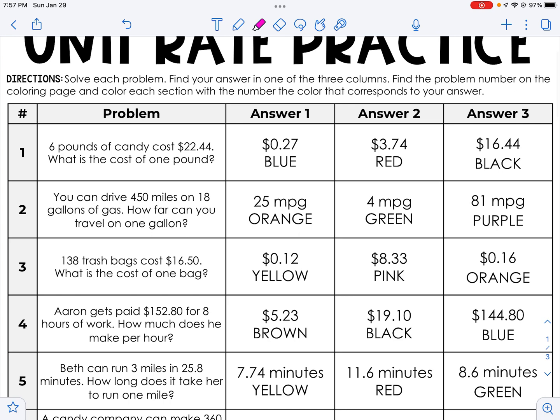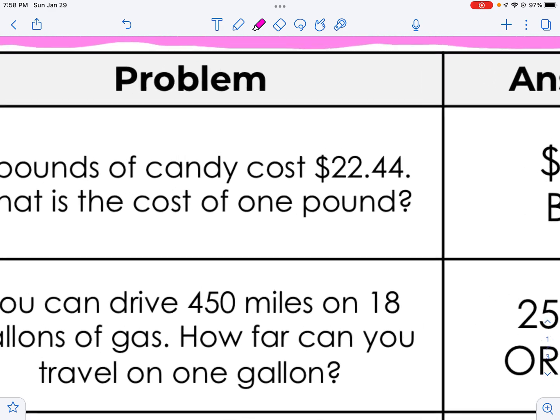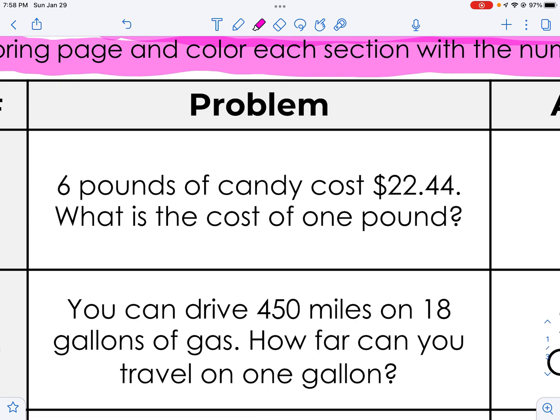First, we're going to read the directions. It says solve each problem, find your answer in one of the 3 columns, find the problem number on the coloring page, and color each section with the color that corresponds to your answer. All right, here we go. It says 6 pounds of candy cost $22.44. What is the cost of 1 pound?